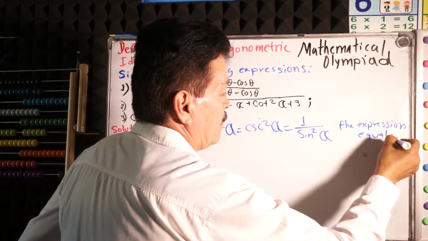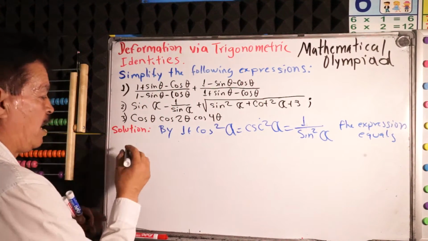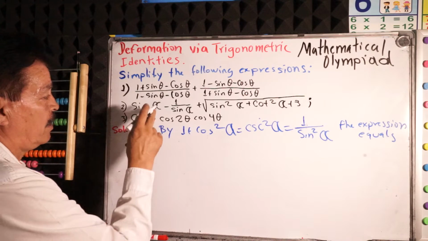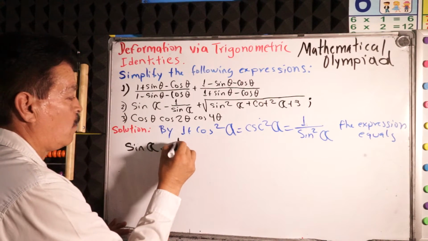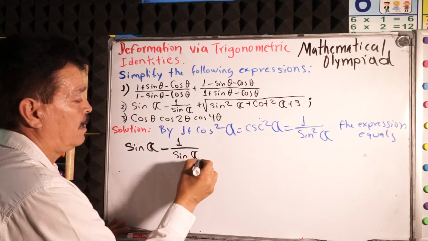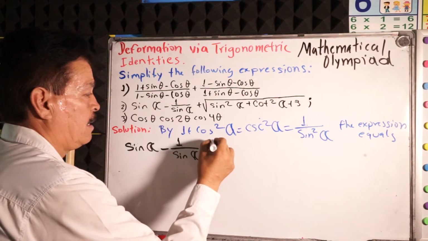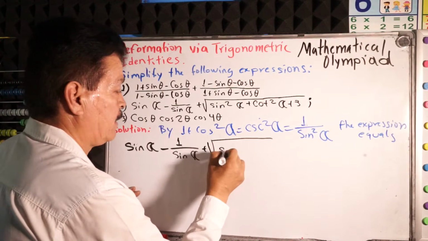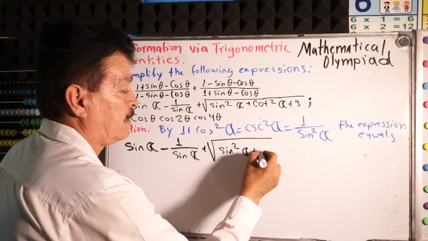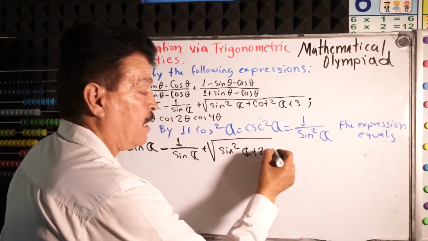Here the expression equals. So now this expression will be equals, and now just write it. First step will be sine of this angle minus 1 divided by sin of this angle plus square root inside sin to the second power plus 2 plus 1.